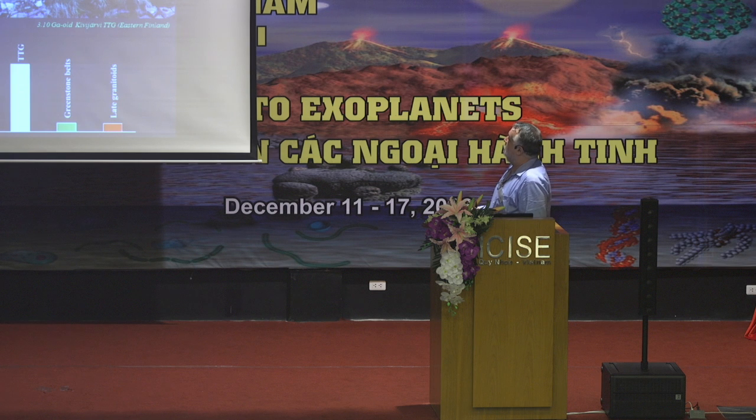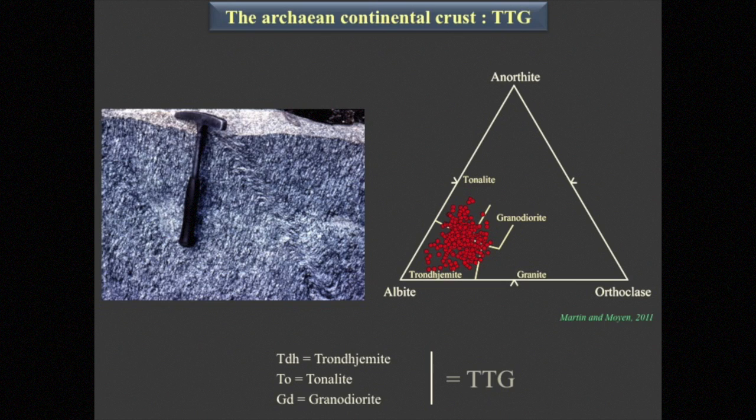If we look at this basement, here is an example of this basement. And when plotted in a diagram with feldspar, anorthite, albite, and orthoclase, we can see that these rocks plot all together. There are more than 1,300 points in this diagram. And all the data plot in the tonalite, trondhjemite, and granodiorite field. So this is the reason why they are called TTG.